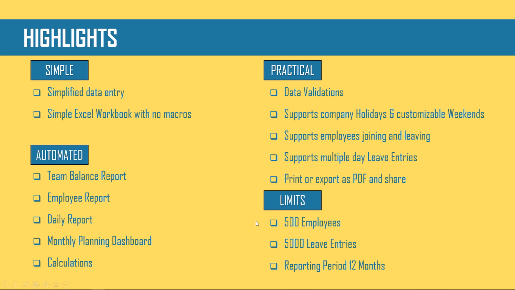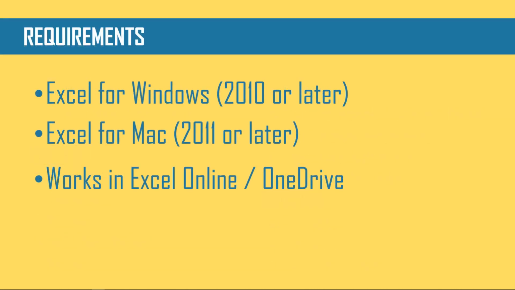These are the limits of the template. So it's currently it supports 500 employees, 5,000 leave entries, and then also the reporting period maximum would be 12 months at a time. Once the 12 months are over, you can change the reporting period for the next 12 months and continue to use the file. The template requires Excel for Windows or Excel for Mac. It also works in Excel Online. When you post it on your OneDrive and view online, it would still work.